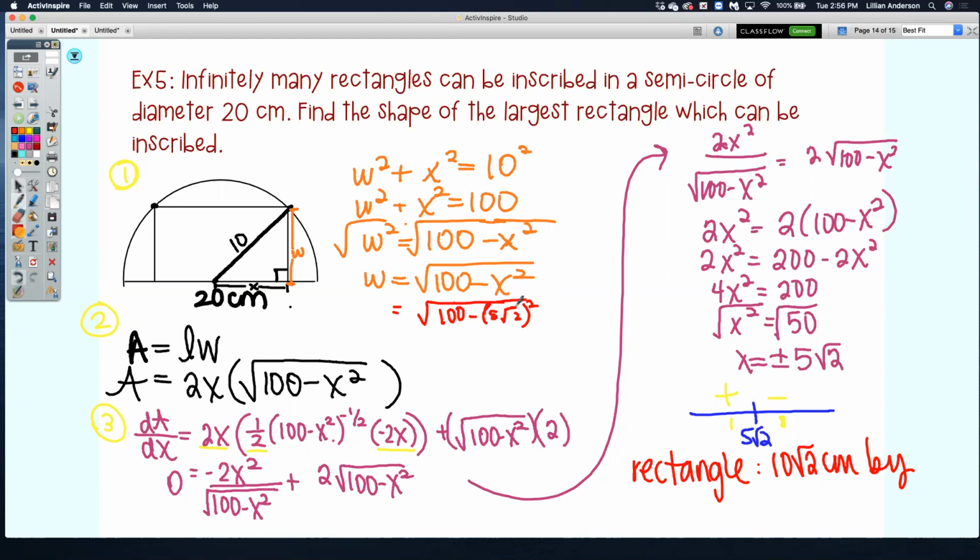Yes. So it's going to be the square root of 50. Yeah, I'll plug my x value into W to find that width. And so that's going to have to be the dimensions of my rectangle, so that it gives me the largest rectangle that can be inscribed inside of a semicircle with a diameter of 20.